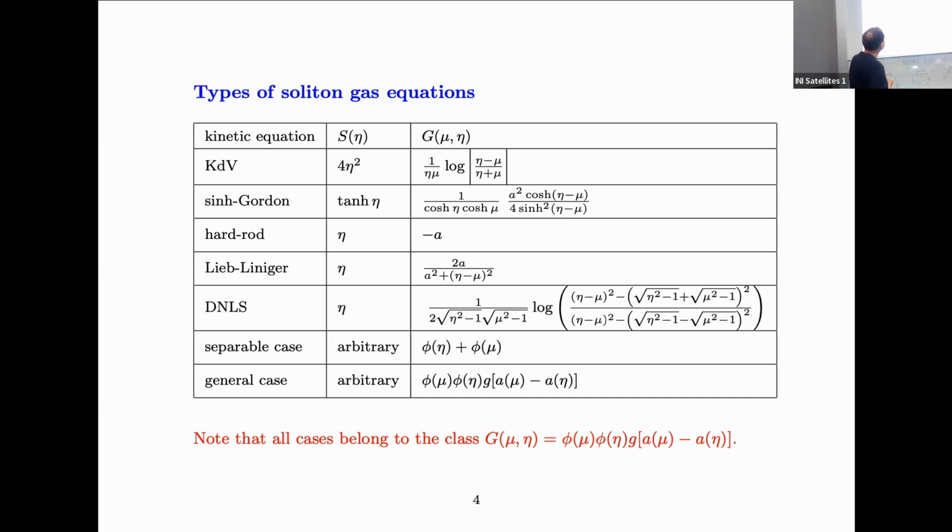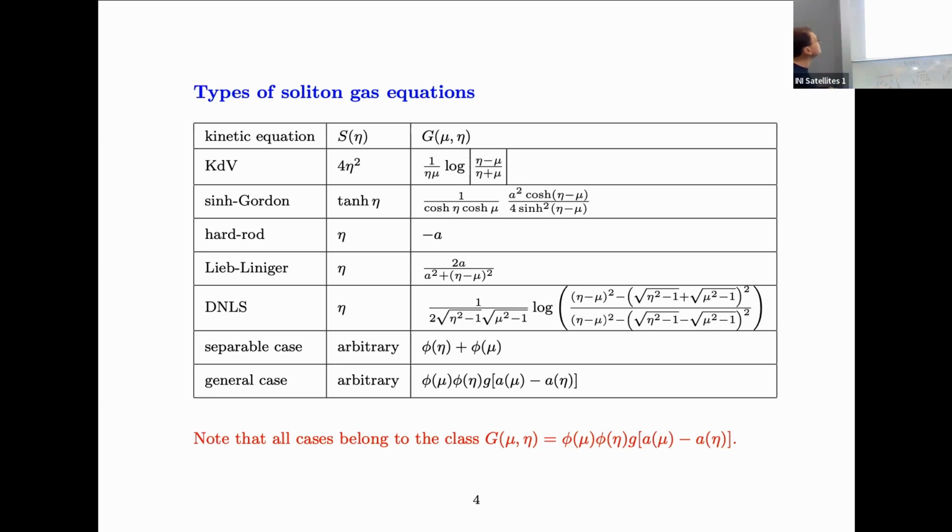You don't even need to assume symmetry of this kernel. Just any functions. My current understanding is that the full kinetic equation should be integrable for any choice of these arbitrary functions. But then we modified our problem a little bit. We asked, let's classify those S of eta and G of mu, eta for which the cold gas reduction is locally Hamiltonian. I will explain everything in detail.